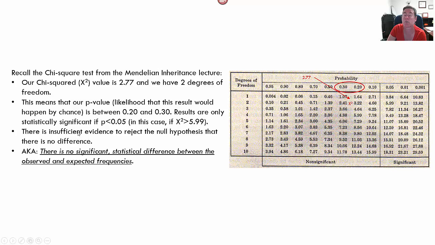Okay, so we would say that even though the values are different, there's insufficient evidence to reject the null hypothesis that there's no difference. So we would say there is no significant statistical difference between observed and expected. We'd only see the difference 25% of the time, and that's not statistically very likely. Okay, it has to be much greater for us to say that the difference is statistical.